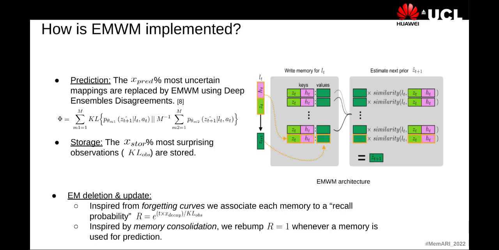Surprise is captured by the KL divergence between the prior prediction of the next latent state transition and the posterior of that prediction given the observation, denoted KL obs. Finally, for deletion and update of the episodic memory, we got inspired from forgetting curves, and we associate each memory to a recall probability, R equals the exponential of the time times x decay, divided by the KL obs. Inspired by memory consolidation, we also rebump R to 1 whenever a memory is used for prediction.